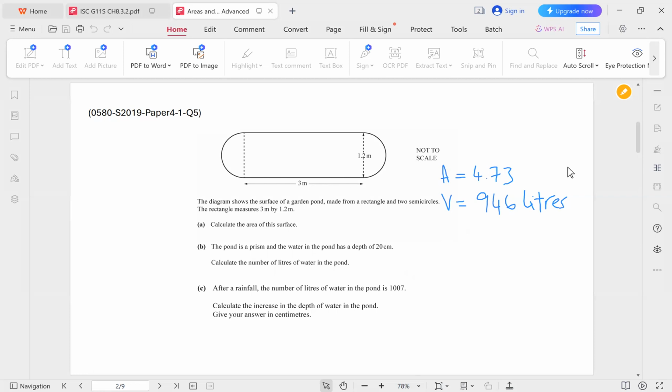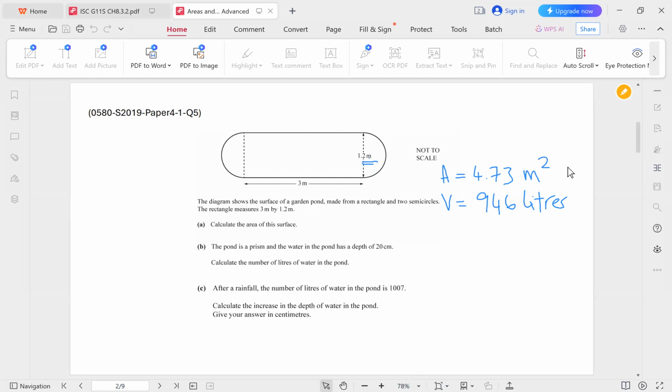So now they want us to calculate the new volume because of the additional water due to the rain, and then use that in order to get the depth. Remember that the area is given in meters squared and the volume is given in liters. How do I know that the area is in meters squared? Because in question A, we were using quantities that all had the unit of meters.